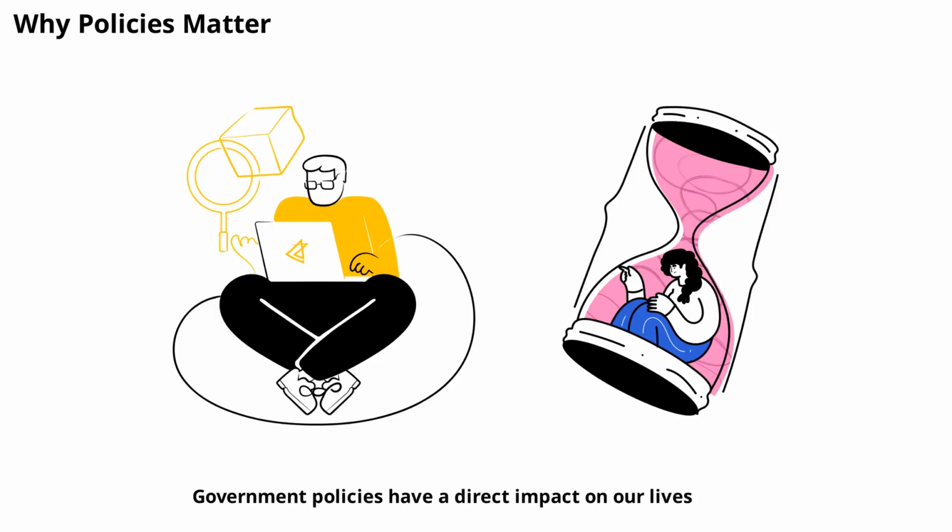Government policies have a direct impact on our lives. They determine how resources are allocated, how rights are protected, and how problems are addressed. For instance, education policies can affect the quality of schools, while healthcare policies influence the availability of medical services. Good policies can lead to positive changes, such as economic growth or improved public health. On the other hand, poorly designed policies can create challenges or unintended consequences. That's why understanding and participating in policy discussions is important for everyone.